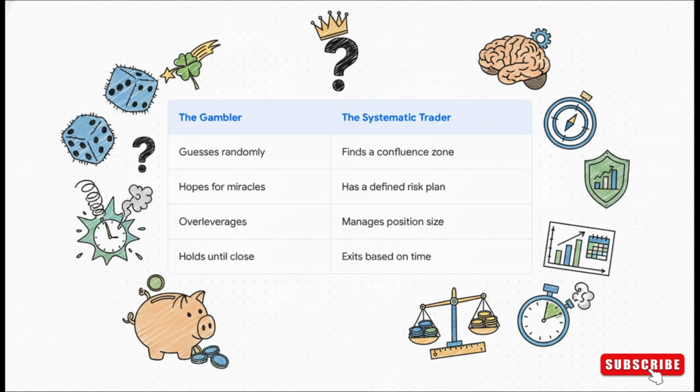The gambler, they're just guessing direction. The systematic trader is using confluence to find a high probability zone. The gambler is hoping for a miracle. The trader has a defined risk management plan before they even enter. The gambler throws way too much money at cheap, out-of-the-money lottery tickets. The trader manages their position size strictly. And maybe the biggest difference of all, the gambler holds on till the bitter end praying, while the trader exits based on a time rule, protecting their capital.